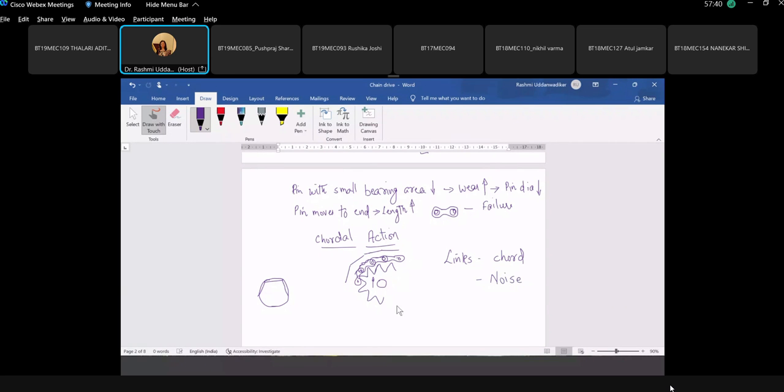There is an angle of articulation. Before it takes this shape, initially it is located somewhere like this, and then it comes here. So this angle is known as the angle of articulation. Otherwise it would continue to remain in this position, but it changes shape here since it is connected to the remaining links. So this maximum angle is known as the angle of articulation.